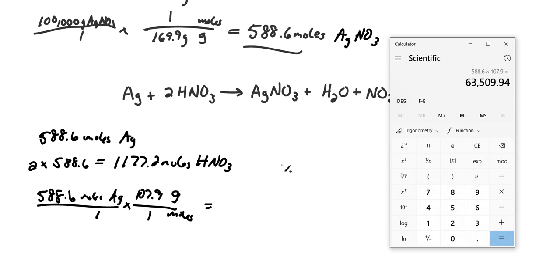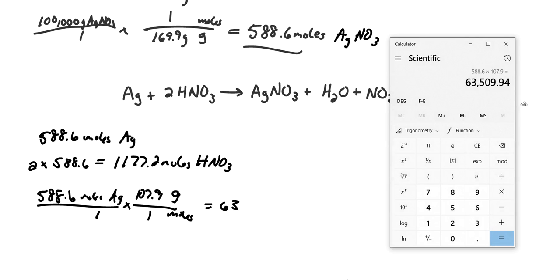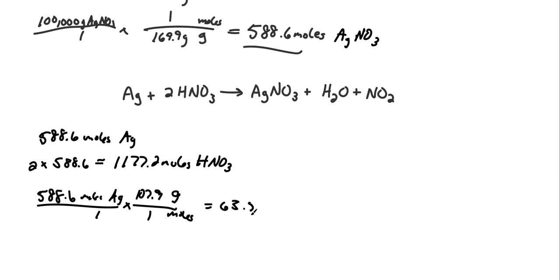we get quite a bit. We have 63,509.94 grams, or let's go back to our kilograms. So let's divide it by 1,000. So we got 63.5 kilograms of silver will be needed to make 100 kilograms of silver nitrate.